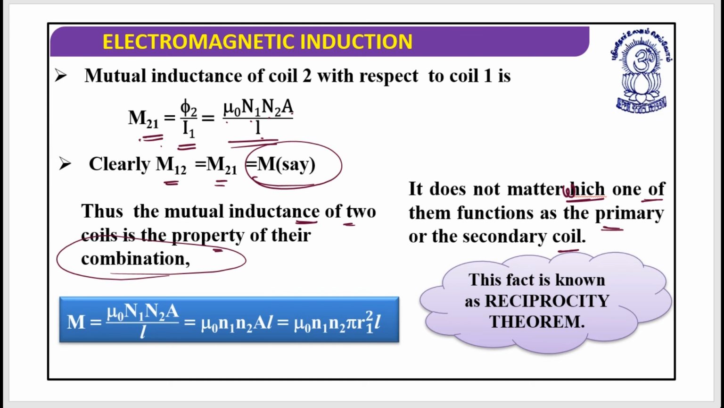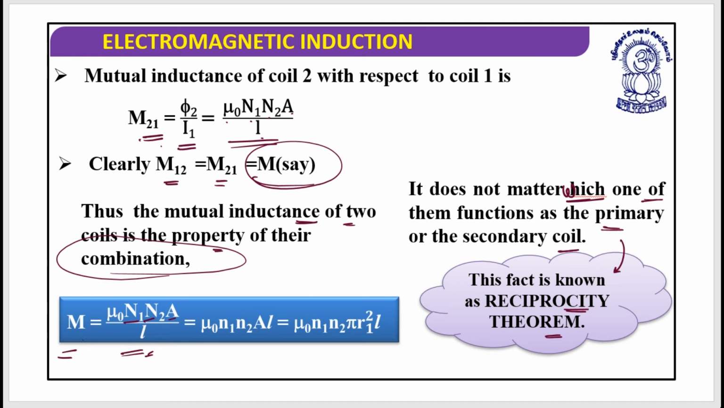They are just the property of this combination, or we can say the property of this pair. This fact is known as the reciprocity theorem. And for this mutual inductance, now I will not write M12 or M21. Now what I'm going to write is M equals mu naught into the number of turns of the first coil multiplied by the number of turns of the second coil multiplied by the cross-sectional area divided by L.